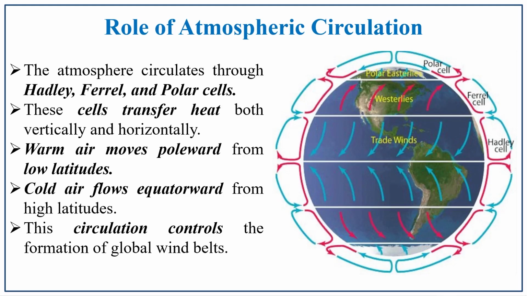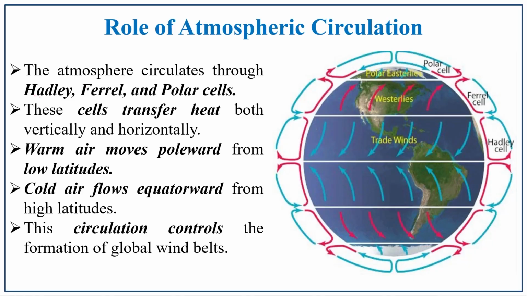The role of atmospheric circulation. We have discussed atmospheric circulation, so what is the role of it? The atmosphere circulates through the Hadley, Ferrel and polar cells. So, you have here the Hadley cell, Ferrel cell, polar cell. These cells transfer heat energy from the equator towards the polar region. This heat transfer happens in these cells. These cells transfer the heat not only vertically but also horizontally.